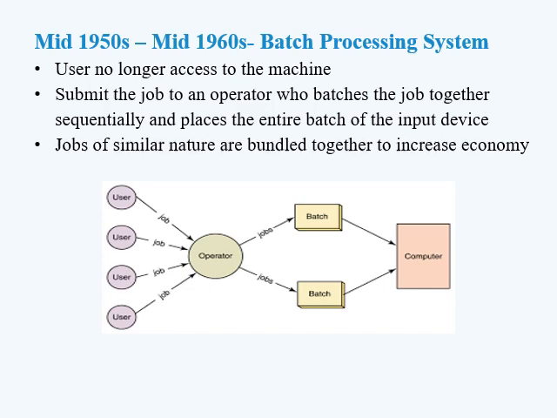The jobs of similar nature are bundled together so that the efficiency will be improved. So in the batch processing system, there is a special code called monitor which takes care of monitoring the input and output of the jobs.